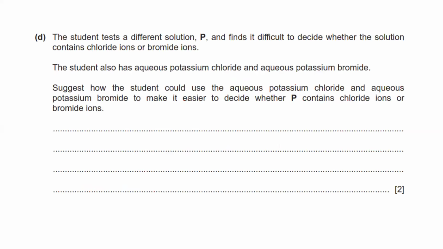Moving ahead, part D, it says the student tests a different solution P and finds it difficult to decide whether the solution contains chloride ions or bromide ions. The student also has aqueous potassium chloride. So remember, potassium chloride is KCl and aqueous potassium bromide KBr. Suggest how the student could use aqueous potassium chloride and aqueous potassium bromide to make it easier to decide whether P contains chloride ions or bromide ions.